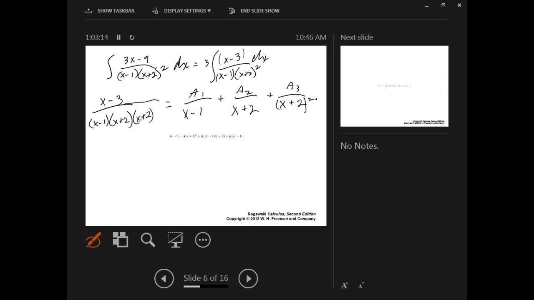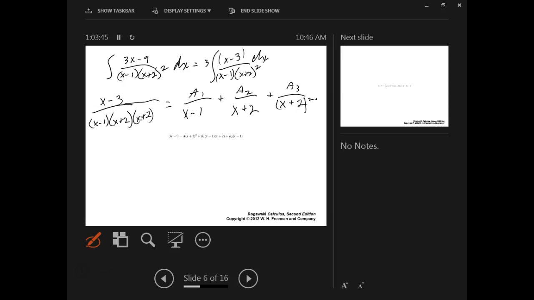So anytime you have a repeated factor, you do a separate constant over the first power, second power, third power until you get up to whatever your maximum power is. So that's the rule. Why they don't tell you the rule before they make you do it, but that's what you got to do. Okay? So, what next?